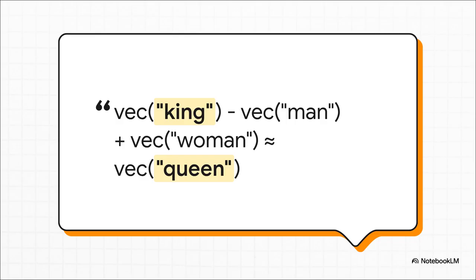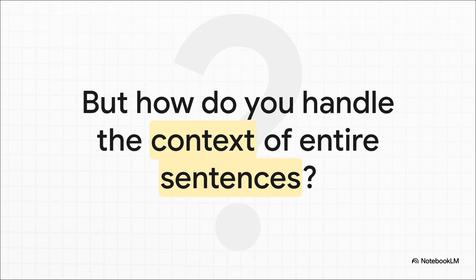And this is the incredible result. By turning words into these numerical vectors, the models started to learn the relationships between them. You could literally do math with meaning. Take the vector for king, subtract the vector for man, add the vector for woman, and you get a vector that's incredibly close to the one for queen. This isn't just a party trick, it's the computer capturing real-world concepts. A huge leap forward.